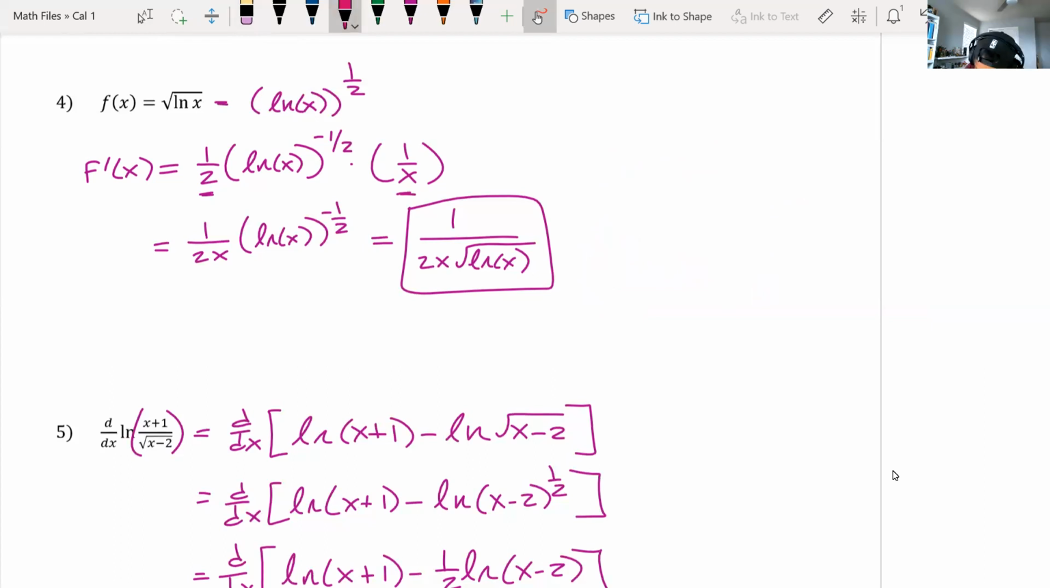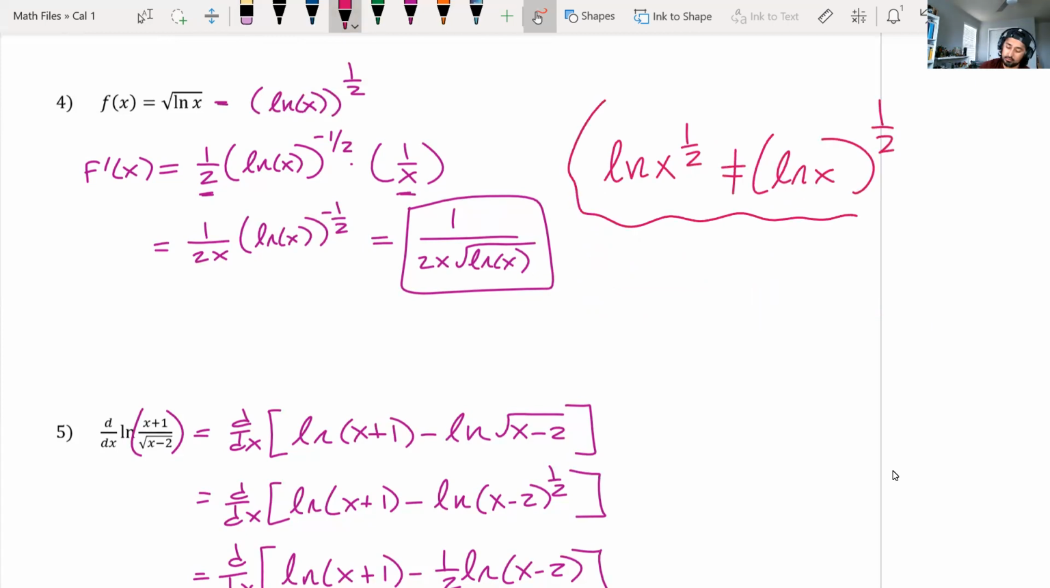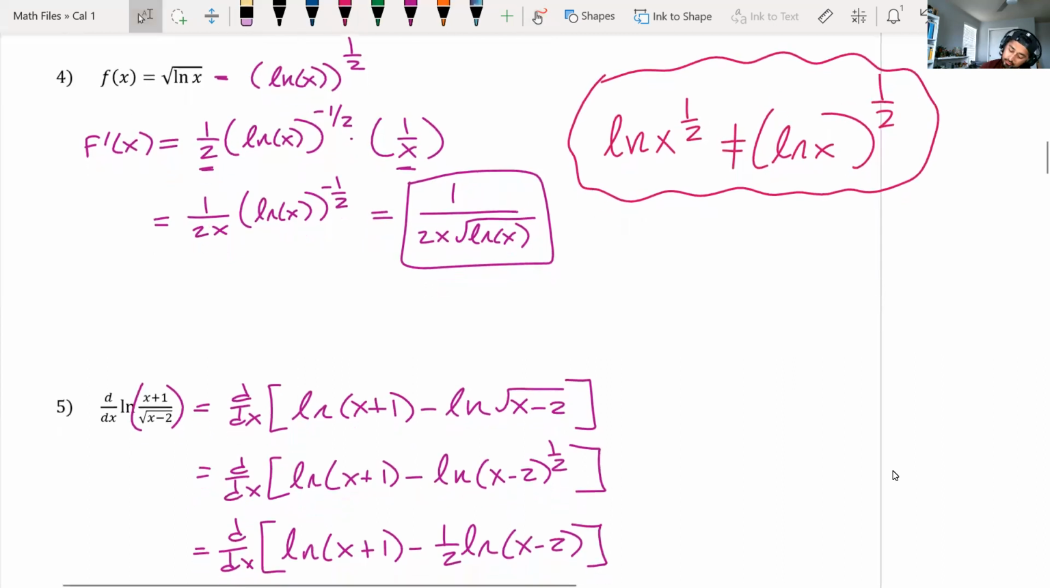Or maybe I'll leave that there, right? I'll say natural log of x to the 1/2 is not the same as the natural log of x, all to the 1/2. Okay.